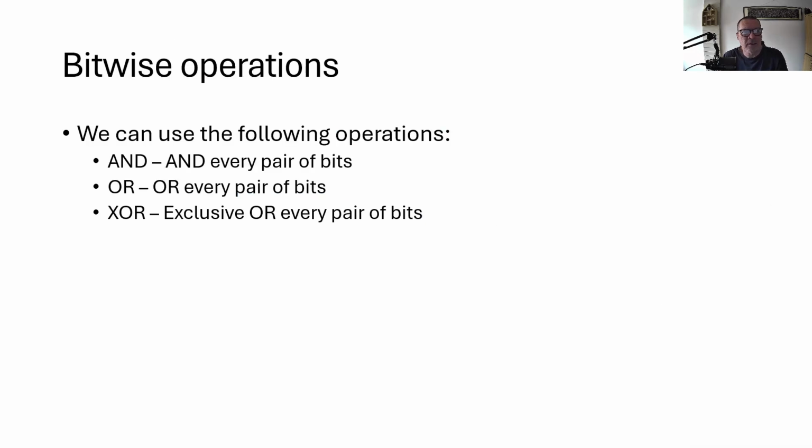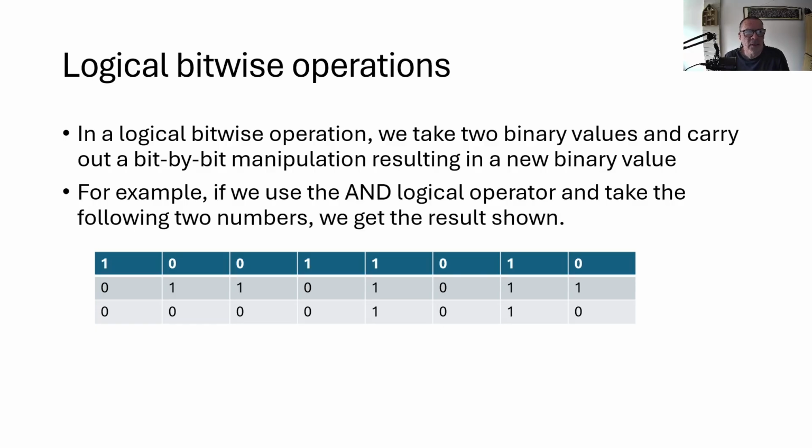There are three that we're going to be using for this course. They're AND, OR, and XOR. In an AND, you AND pairs of bits, so you need two inputs for this. In an OR, you OR them together, and in an XOR, you do the exclusive OR of the pairs of bits. So what does that look like?